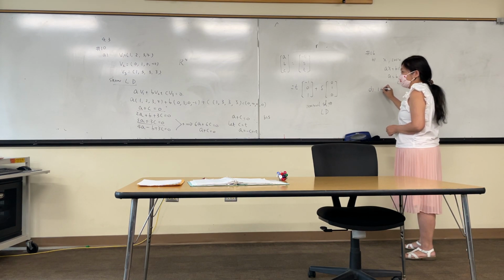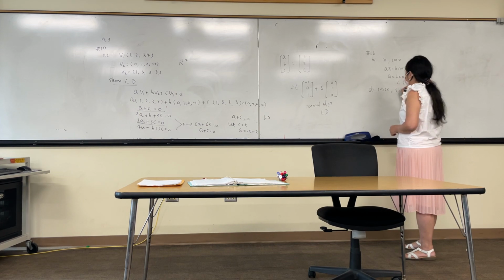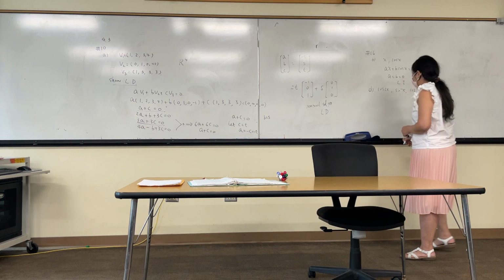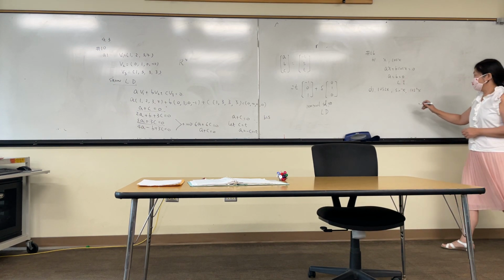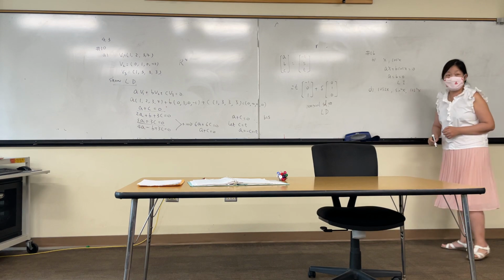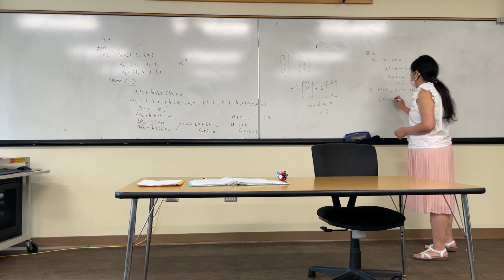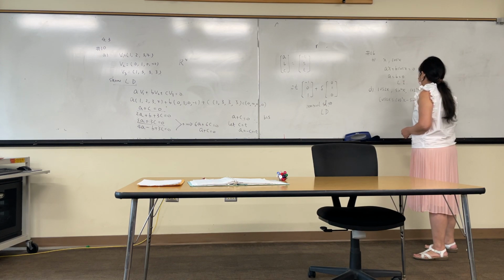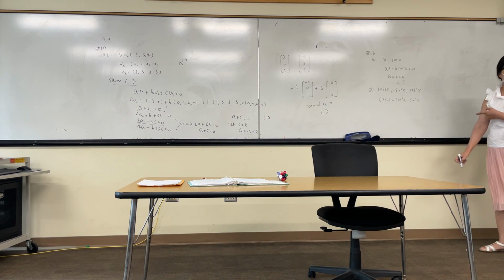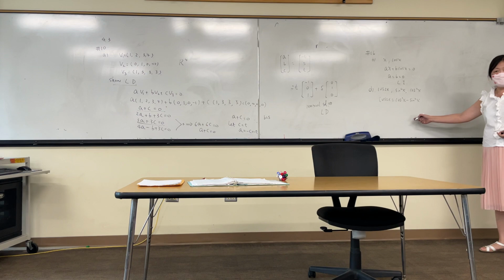If I have cosine 2x, sine square x, and then cosine square x. What do you think? This one's easy now, right? Did you guys see that cosine 2x equals what? Cosine square x minus sine square x. Is that right? Yeah. So what do you think this should be?